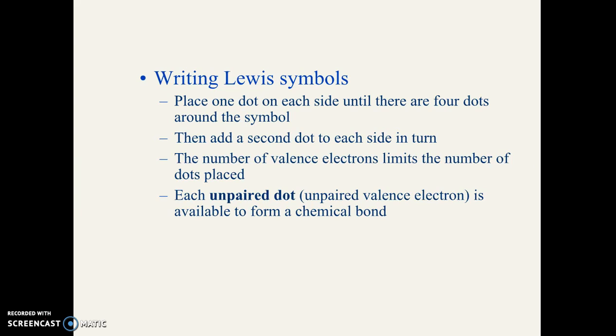So that's the second rule. Then you add a second dot to each side in turn. The number of valence electrons limits the number of dots placed. So if something only has 1 valence electron, it's only going to have 1 dot. If something has 4 valence electrons, it's going to have 4 dots going around it. Think of a box around the element symbol. And then each unpaired dot is an unpaired valence electron. That's where they can form a chemical bond. That's where they're not full.